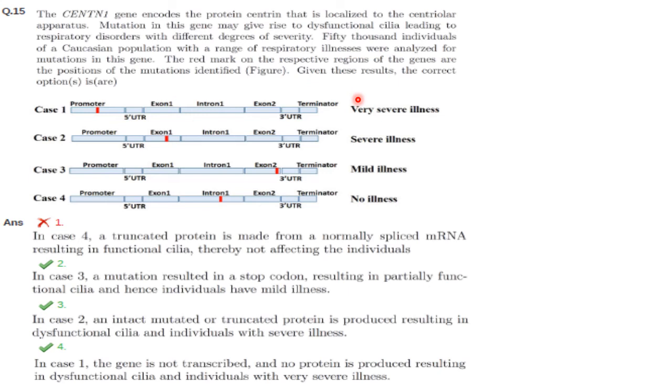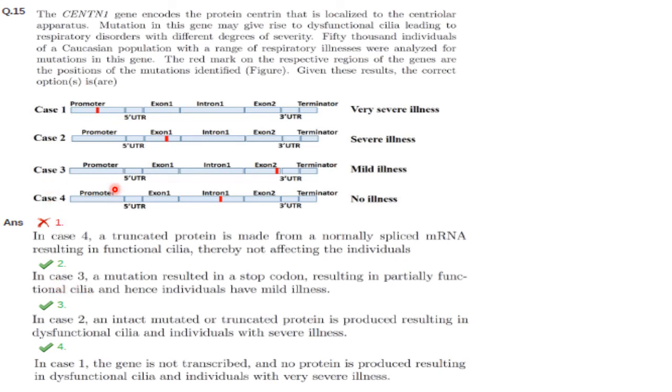Given these results, the correct options are. So first option, a truncated protein is made, that is in case 4. Okay, this is the fourth case. A truncated protein is made from a normally spliced mRNA, resulting in functional cilia, thereby not affecting the individual. Here no truncated protein will be made because the mutation is in the intron. It will be spliced off after RNA transcription. And only the exons will be joined together, so it will result in functional cilia and thereby not affect the individual. So option 1 is not correct.